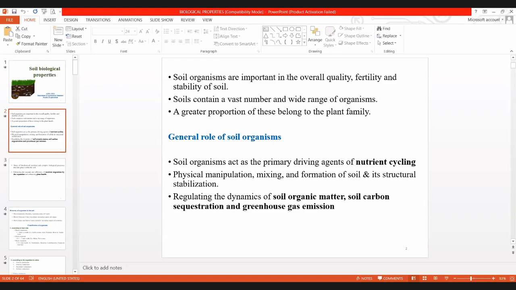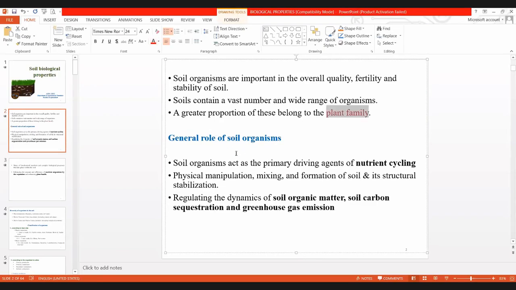Soil organisms are important in overall quality, fertility, and stability of soil, and soil contains a vast number and wide range of organisms. You can observe microorganisms, macroorganisms, soil flora or soil fauna. Flora means plants and fauna means other organisms. A great proportion of these belongs to the plant family.